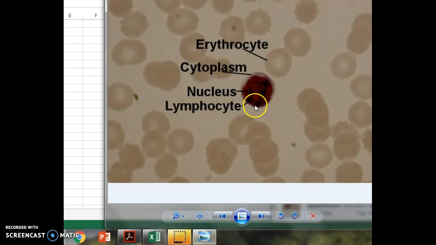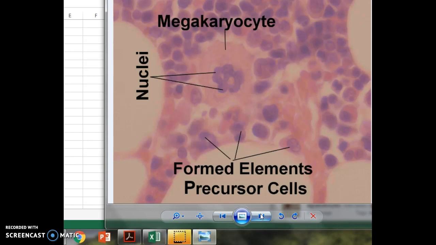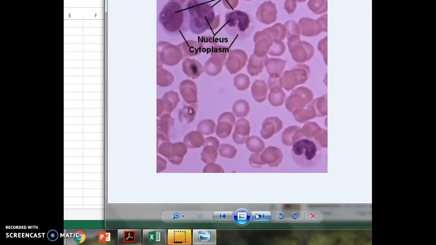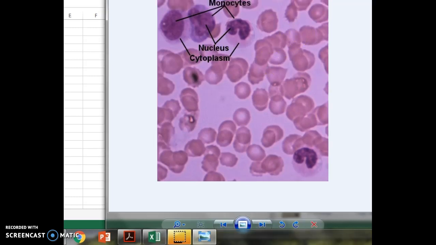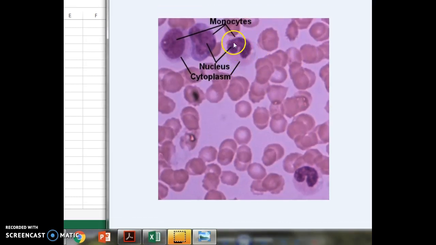This is a lymphocyte. The cells are going in alphabetical order. So you can see clear cytoplasm, and the nucleus takes up most of the cell. This is a megakaryocyte. This is going to form the platelets, the thrombocytes. These are monocytes. So this one has the U-shaped nucleus. These don't have U-shaped nucleuses. We're going to call them both monocytes, though, for the purpose of this lab. And again, large cells, clear cytoplasm.